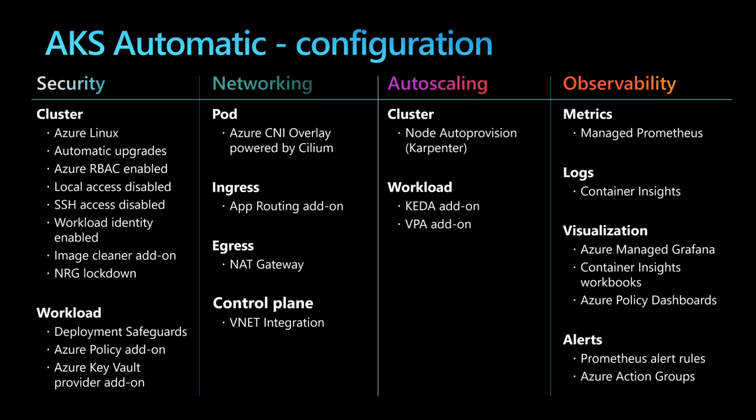Resource lockdown will be enabled. This means that the managed cluster resource group, or the node resource group, will be locked by default. That will prevent unwanted deletion of that resource group. And in terms of workloads, deployment safeguards will be enabled by default in order to make sure that you deploy only applications that respect your best practices and your recommendations. And also Azure Policy will be enabled. With this feature, you will be able to apply policies into your AKS cluster from the Azure management plane.